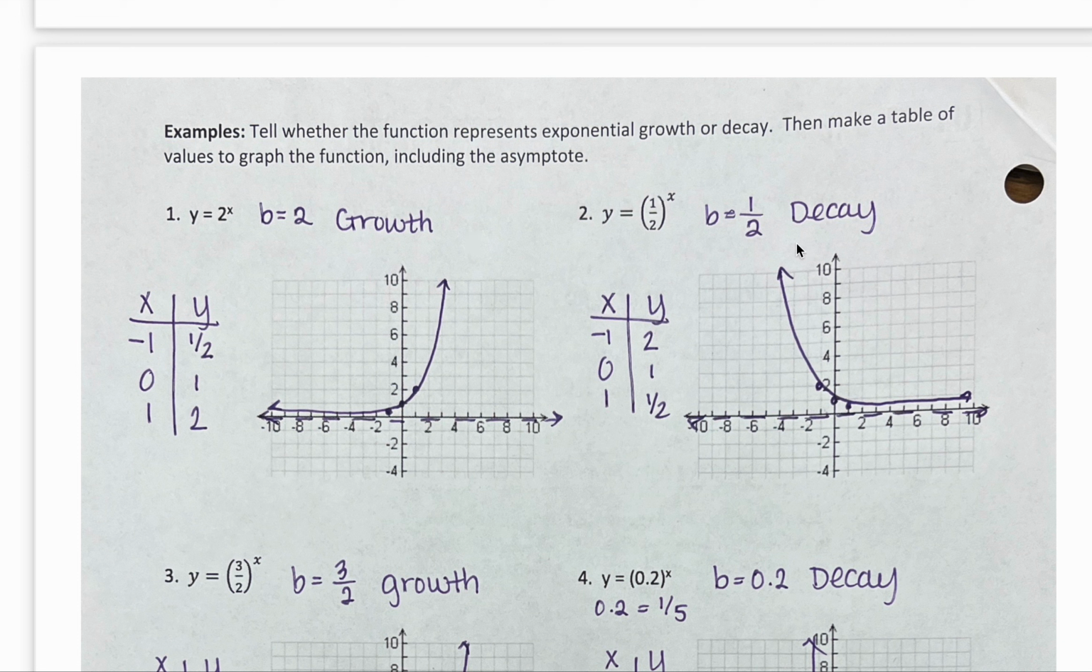So here's one that is decay. Here the base is 1/2. And so again, negative exponents flip. So 1 over 2 to the negative 1 power is going to become 2 over 1. So it's 2. And then we get the other y values. So this one is the same. We're going to plot the points, but this one is going to decrease from left to right. And as you move to the right, it just skims that asymptote. Okay? An asymptote must be a dotted line. That's the only correct way to draw it.